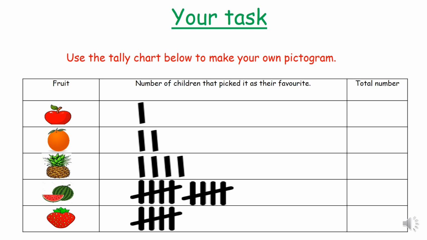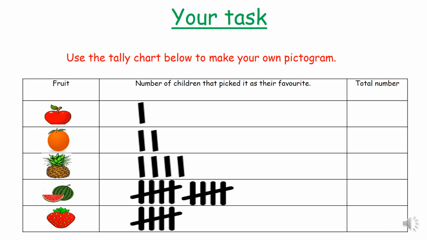So your task for today is you're going to use the tally chart below to make your own pictogram. I've made a tally chart here all about fruit and the number of children that picked it as their favourite fruit. I've got my tally marks. I haven't got the total number, so the first thing you're going to have to do is work out the total number of each fruit. Then you're going to use this information to make your own pictogram.